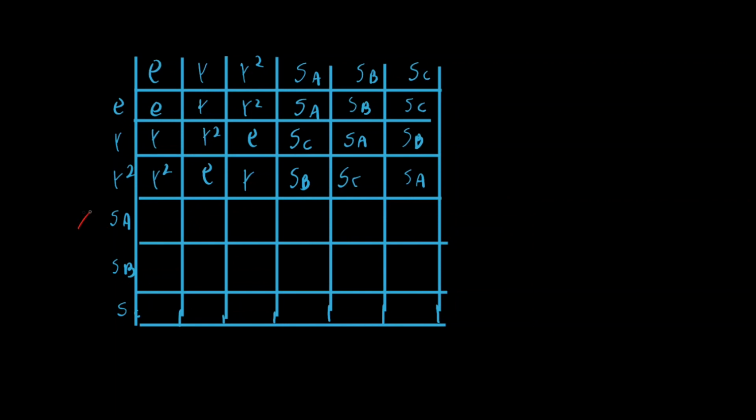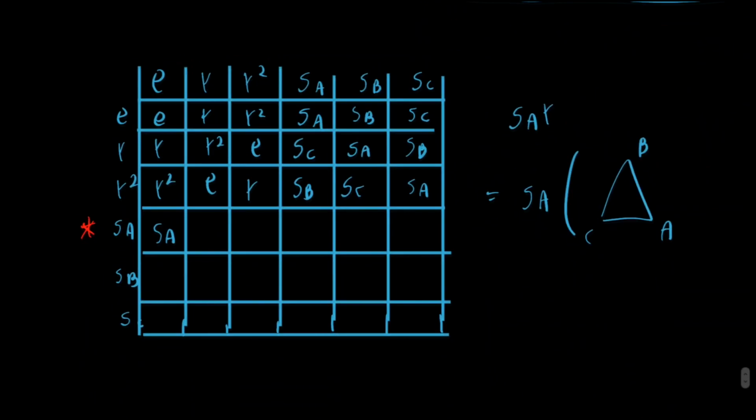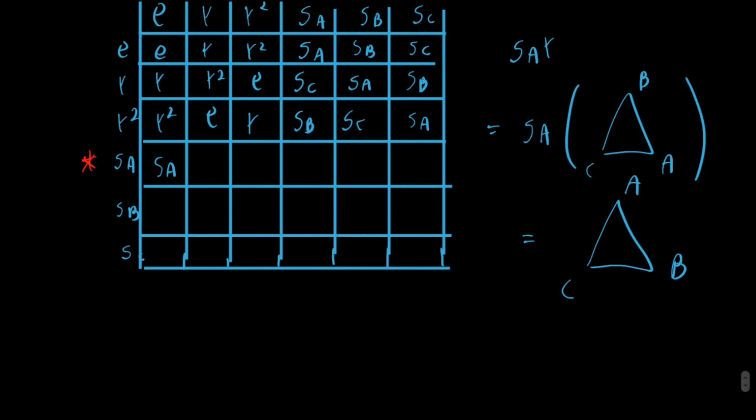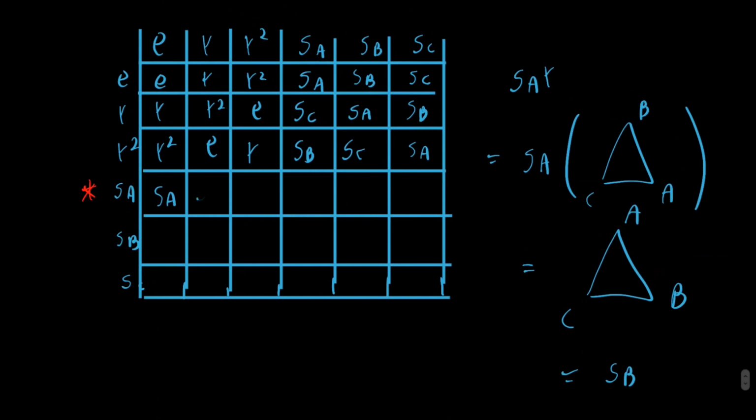For the fourth row, the identity times SA is just SA. Now SA times R, let's see what it is. So imagine we reflect the triangle that was rotated 120 degrees counterclockwise. So the following triangle, basically B, C and A, like this. So we'll now reflect around the vertex A, which will give C and A, B. But notice that this is nothing but SB. So this is SB.